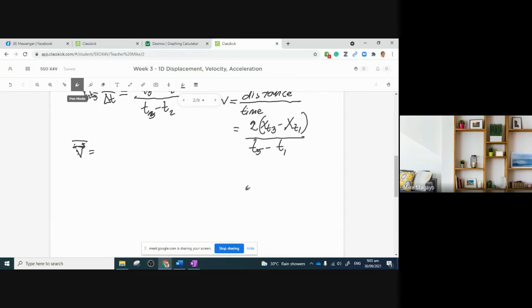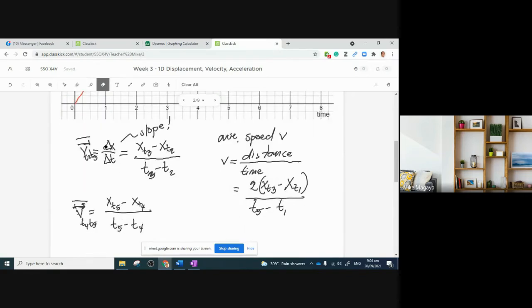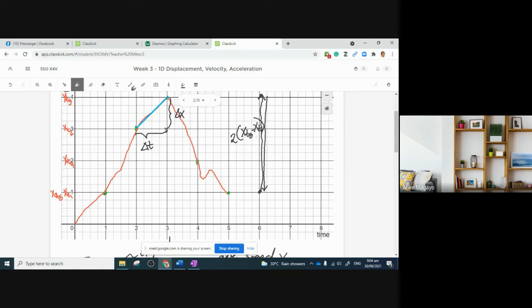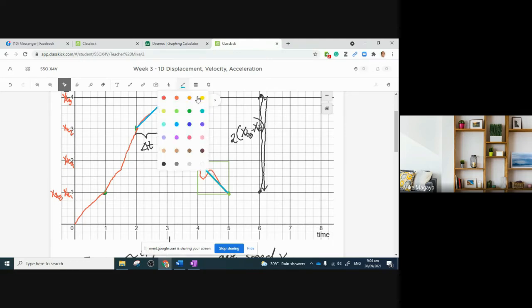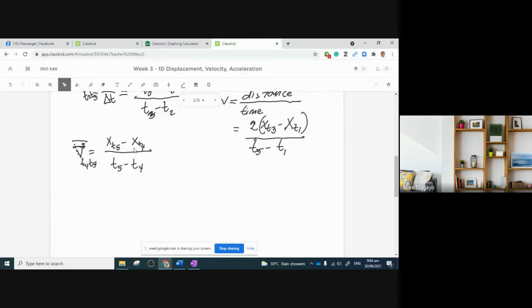Average velocity from T4 and T5, that is the position at T5 minus the position at T4 over T5 minus T4. In that case, it's a slope. The same thing here. If you notice, if we try to connect a line from T4 and T5, that's the line there. What do you think is its slope? Is it positive, negative, or 0? This line here, let's change the color. Negative, right? Therefore, we are expecting that this is a negative average velocity.